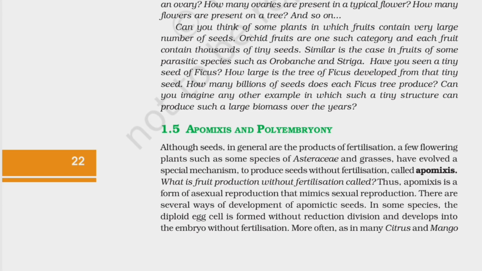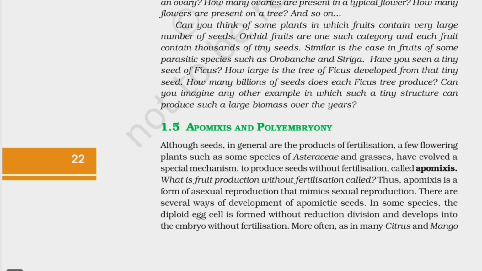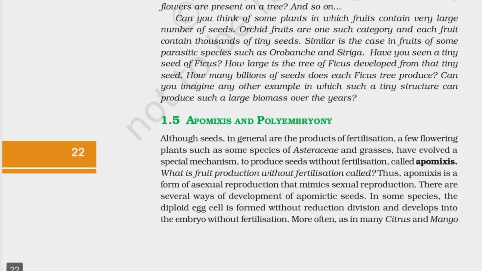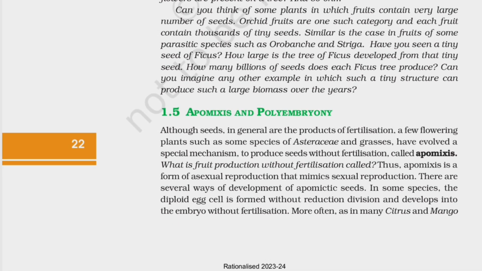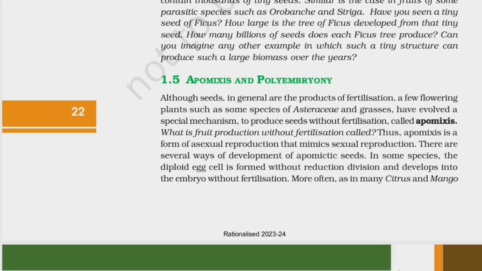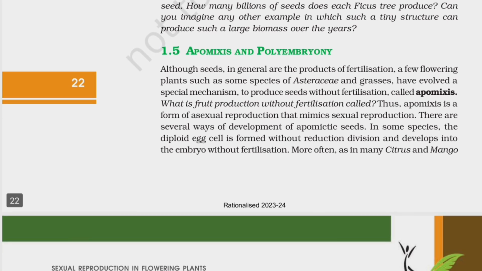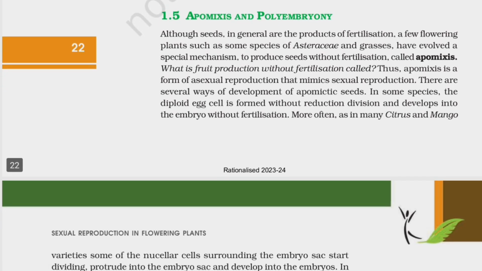Can you think of some plants in which fruits contain a very large number of seeds? Orchid fruits are one such category, and each fruit contains thousands of tiny seeds. Similar is the case in fruits of some parasitic species such as Orobanche and Striga. Have you seen a tiny seed of Ficus? How large is the tree of Ficus developed from the tiny seed? How many billions of seeds does each Ficus tree have? Can you imagine any other example in which such tiny structures can produce such large biomass over the years?